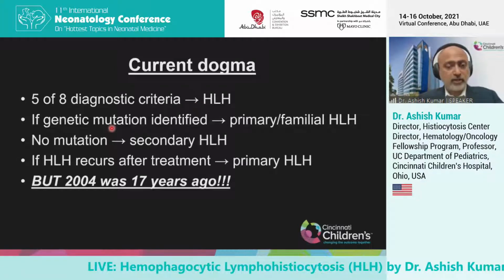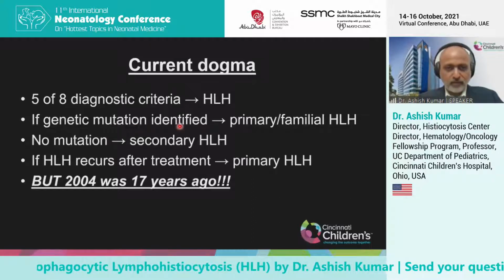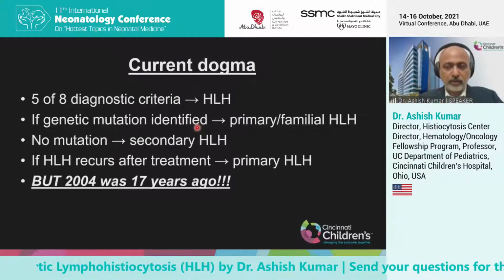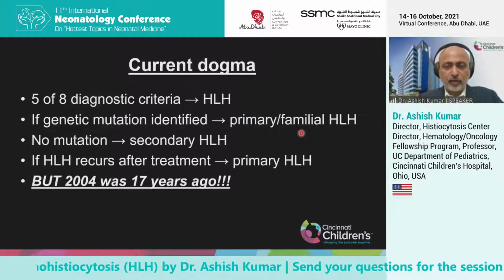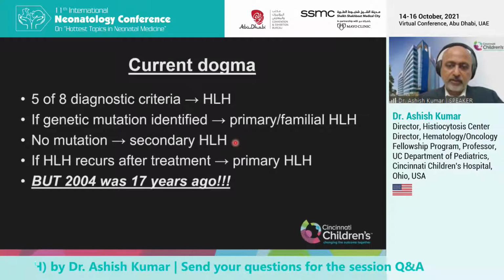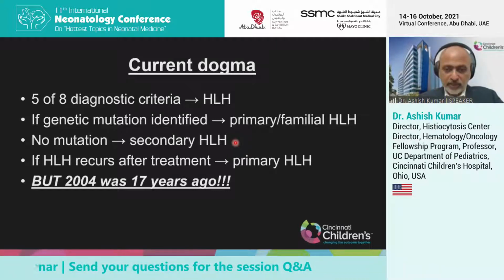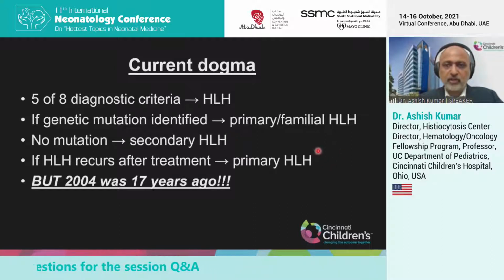If a genetic mutation is identified, we now know of several genes that lead to HLH. It is called primary or familial HLH. If there is no mutation, it is considered to be secondary HLH. And if the HLH recurs after treatment, it is again labeled as primary. That means there's something intrinsically wrong with the patient's immune system.